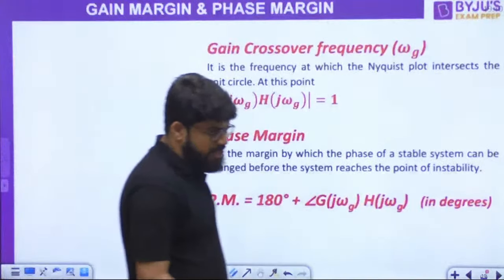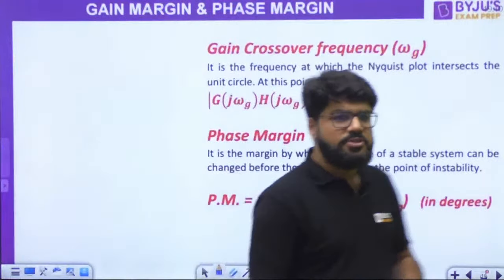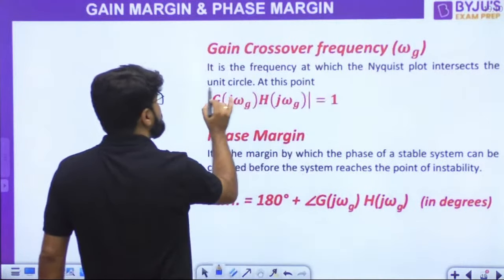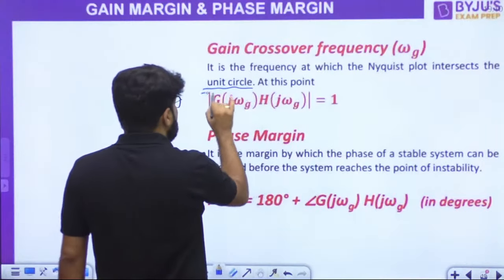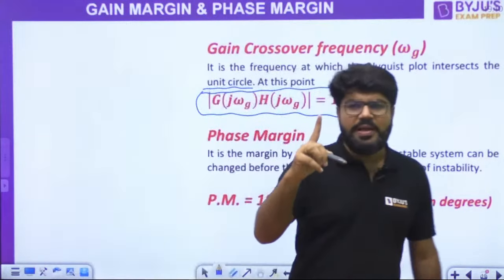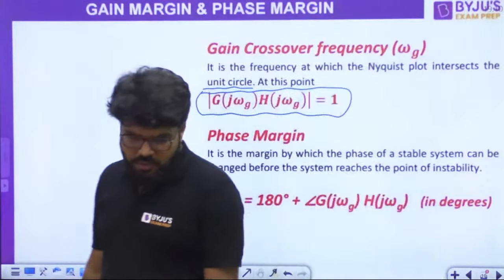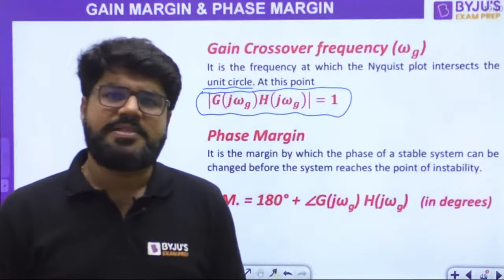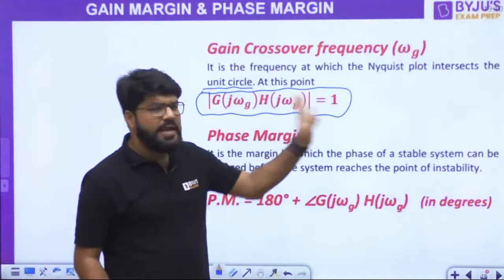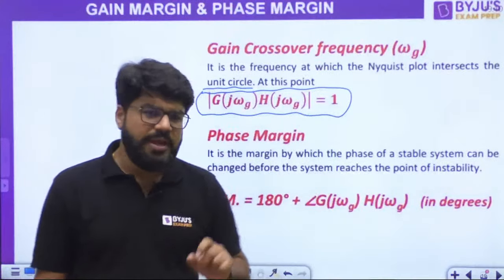What about the phase margin? Let us define both and then start solving the question. So gain crossover frequency is the frequency at which the Nyquist plot intersects the unit circle. Whenever the Nyquist plot is intersecting the unit circle, which has a radius equal to 1, that means the magnitude of the frequency response mod G(j omega) equals 1. So to find the gain crossover frequency, mod G(j omega) equals 1.